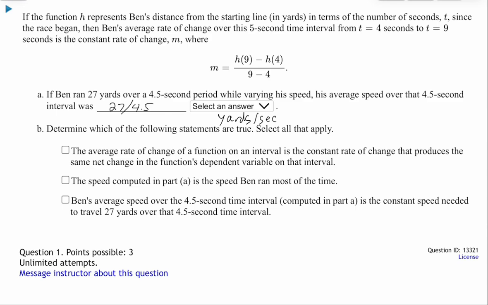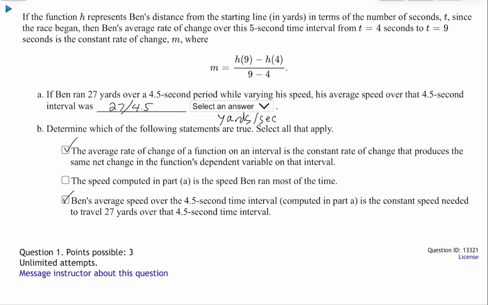Okay. Now, let's talk about what does that tell us? Well, it tells us two things. The average rate of change of the function on an interval is the constant rate of change that produces the same net change in the function's dependent variable on that interval. All that means is the average rate of change is the slope of that secant line. That's a fancy way of saying that. And then mine is this one right here, Ben's average speed over the 4.5 second interval, okay?